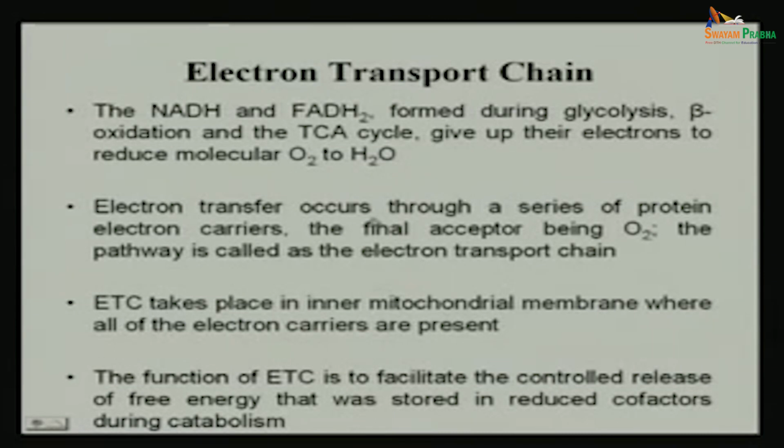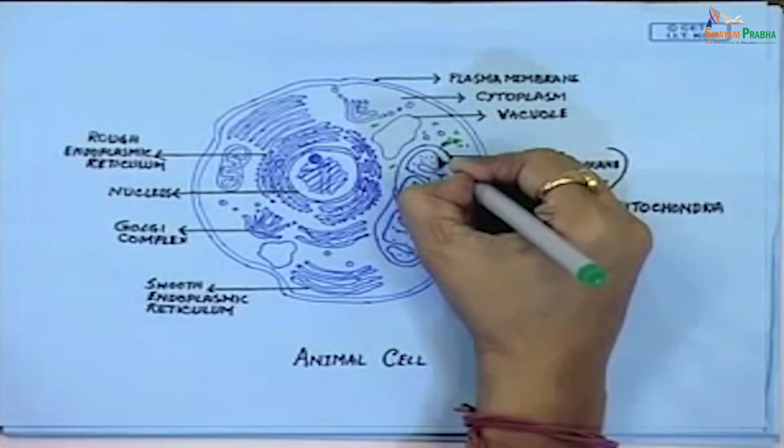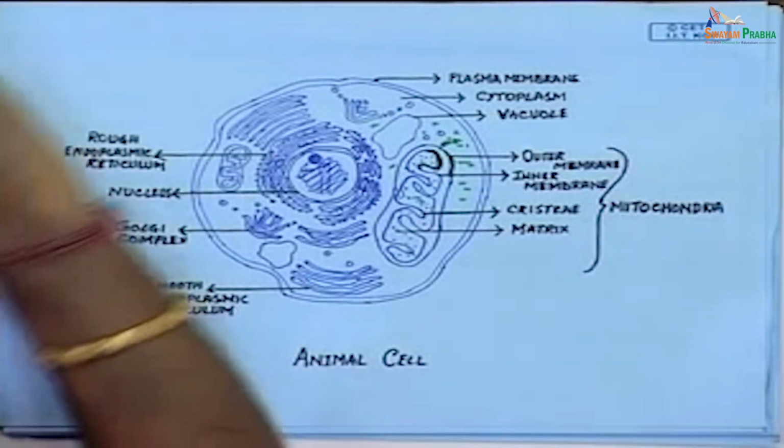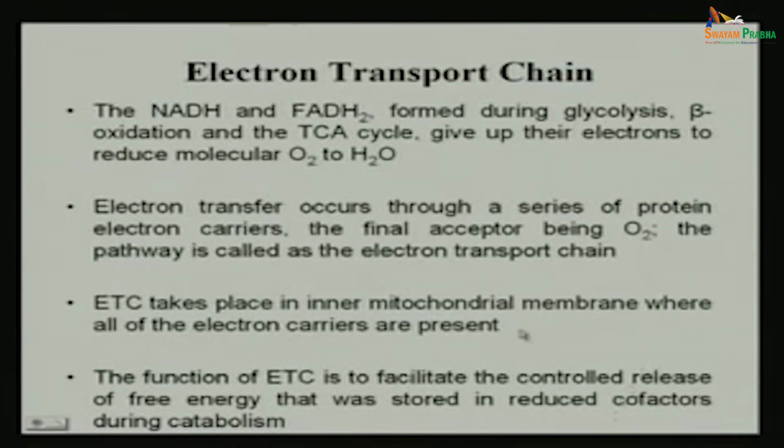Electron transfer occurs through a series of protein electron carriers, the final acceptor being oxygen. That means oxygen is the final electron acceptor. The pathway is called the electron transport chain. The electron transport chain takes place in the inner mitochondrial membrane. So, in this portion the electron transport chain is taking place, where all the electron carriers are present.